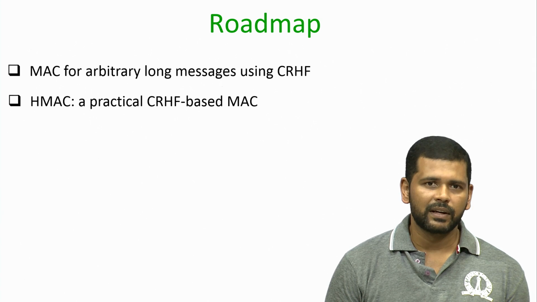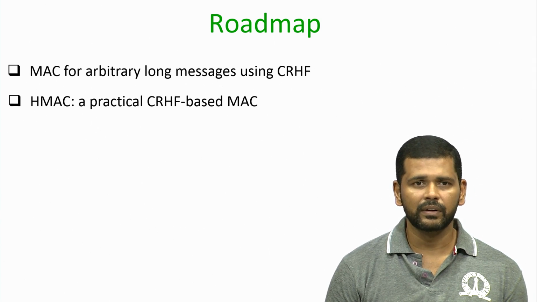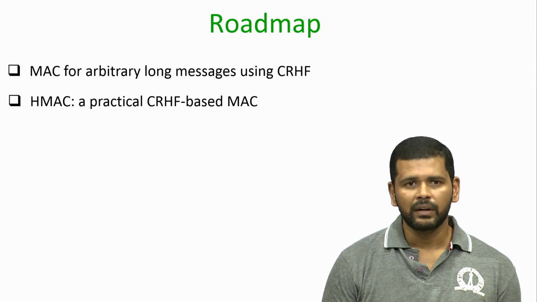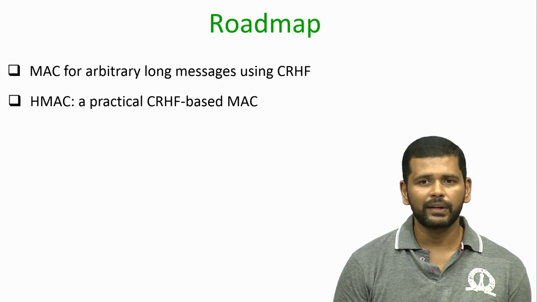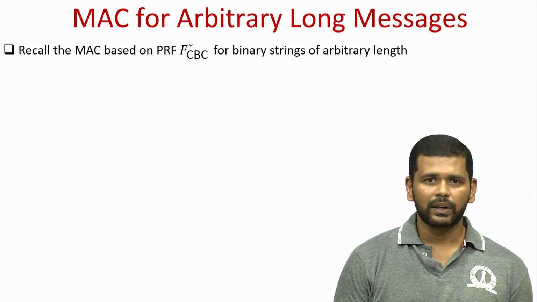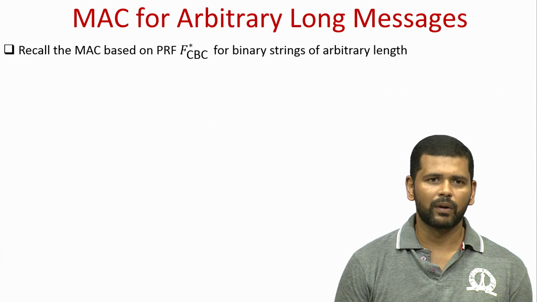So, the plan for this lecture is as follows. We will see how to use collision resistant hash functions to design message authentication codes for arbitrarily long messages, and we will see a practical instantiation of this paradigm, namely HMAC, which is a widely used message authentication code in practice. So, just to recall, we have already seen how to construct message authentication codes for long messages.